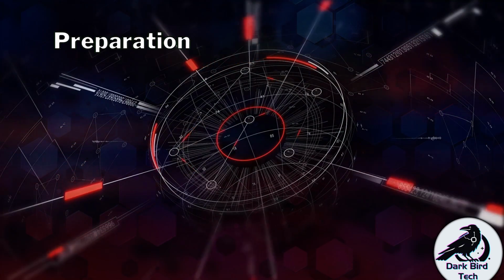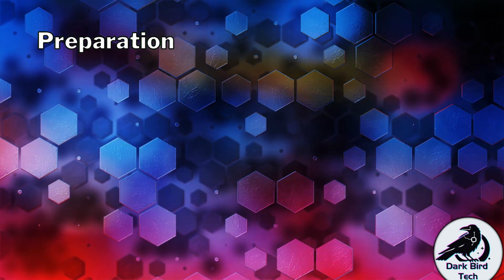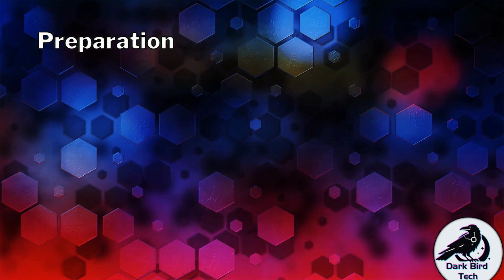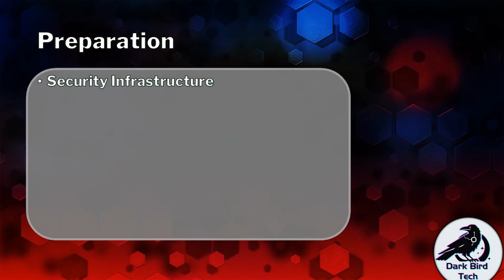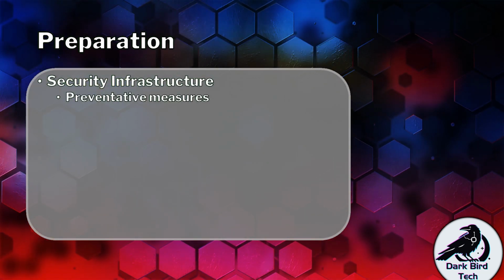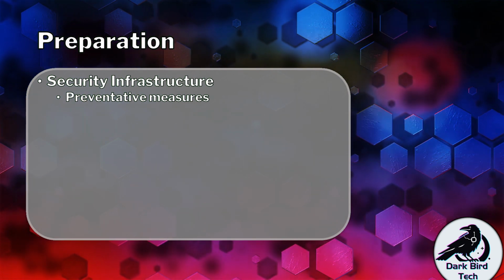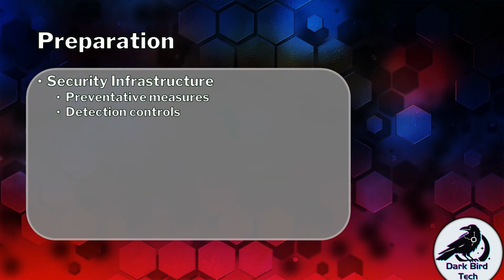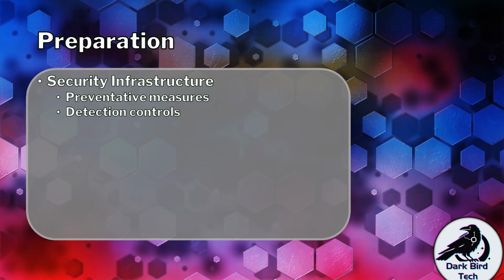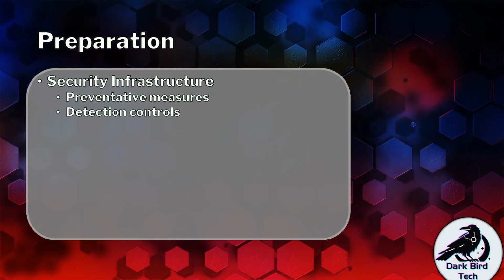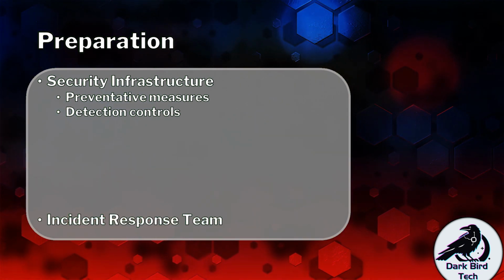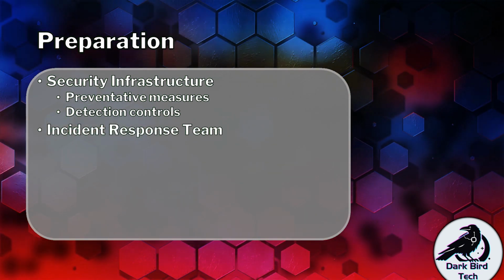First up, let's go to preparation. With preparation, we need to obviously make sure that we are doing our best to prevent a security incident, but we do need to make sure we've got our security infrastructure in place to do that preventative measure. After that, we want to make sure we've got some good detective controls, because it's going to be very difficult to initiate incident response without some sort of alert or alarm. Then you also need to formulate an incident response team.